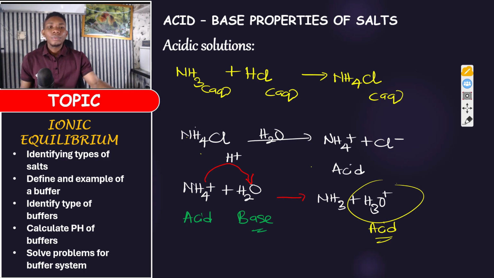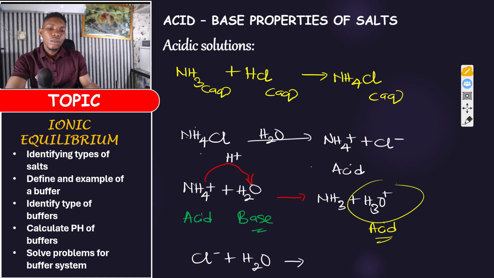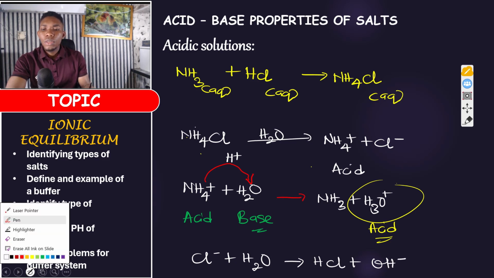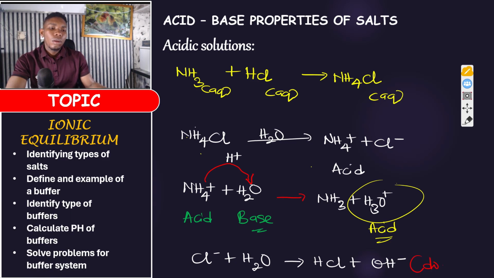Now, however, this chloride ion does not react with water to form OH negative, because sometimes some person will ask, why are we taking the positive sign? Why are we not taking this Cl negative? The chloride ion on itself does not react with water. If you want to react this, you would say HCl plus OH negative. This reaction does not occur. All right, so that is that.